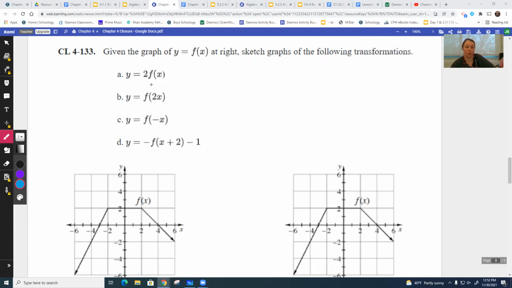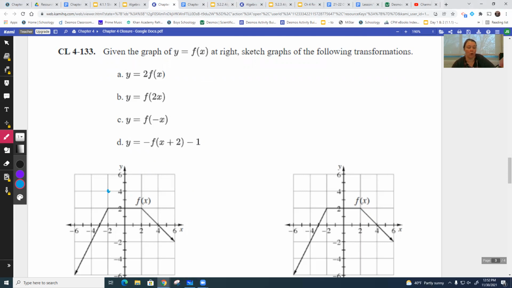All right, so the first one is 2 times f of x. That means all of my y values have to double. So this one, the y value right now is at 2. The y value has to double, and now my y value needs to be at 4. The x value is going to stay the same, and my y value here is going to be at 4.